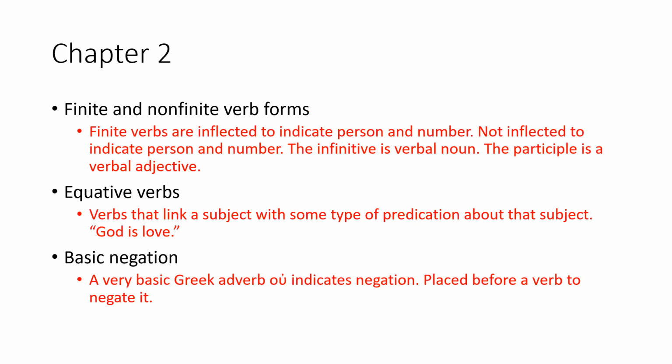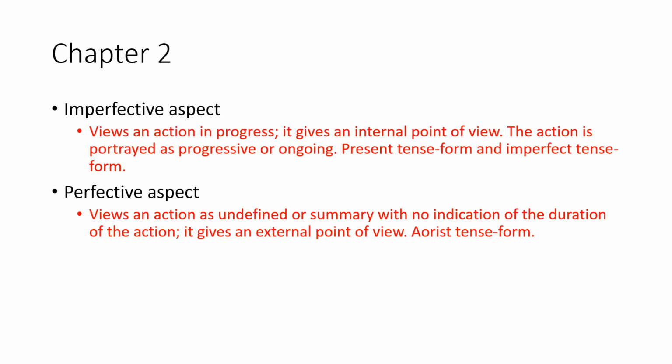Equative verbs are verbs that link a subject with some type of predication about that subject. God is love is an equative verb there. You've got two substantives, God is love. Basic negation: the very basic Greek adverb ou indicates negation. Place it before a verb to negate it.